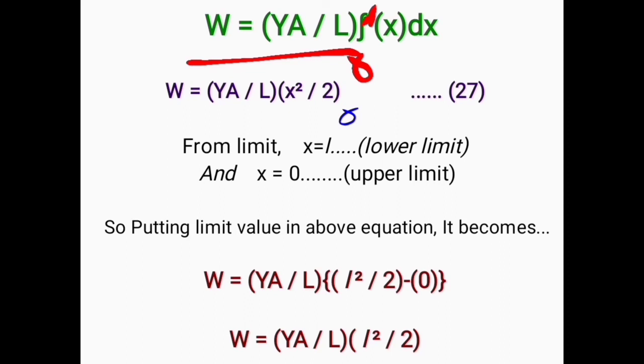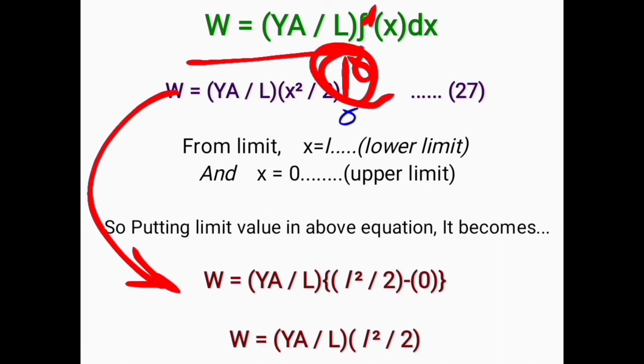Now integration of x is x square by 2 from 0 to L. Now we will put this upper limit and lower limit of the integration, that is, it becomes W is equal to Y A divided by L in bracket. Firstly we put the upper limit in the value of x, that is L square by 2, and then we put the lower limit, that is x equal to 0, it becomes 0.